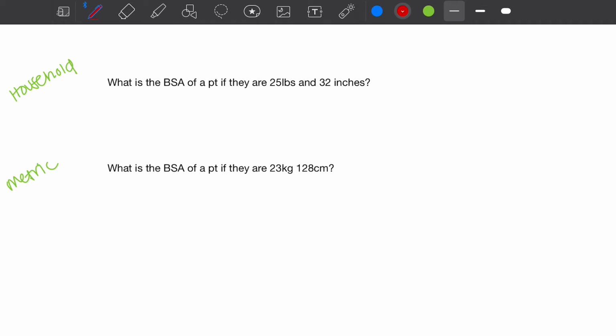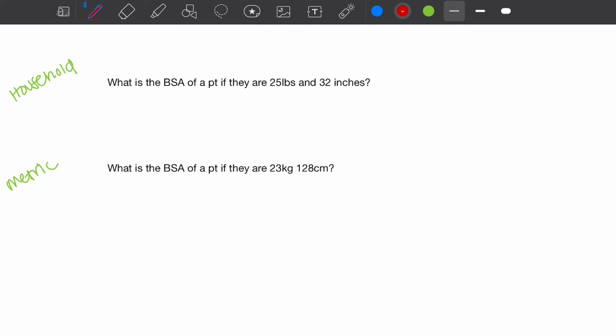Alright, so now for BSA, there's 2 different BSA formulas that you have to know, and one is household, one is metric. So household is pounds and inches. Obviously, that's what we use in the United States. And then metric is kilograms and centimeters. So these are formulas that you just have to commit to your memory. There's no way around it. You just have to memorize it.